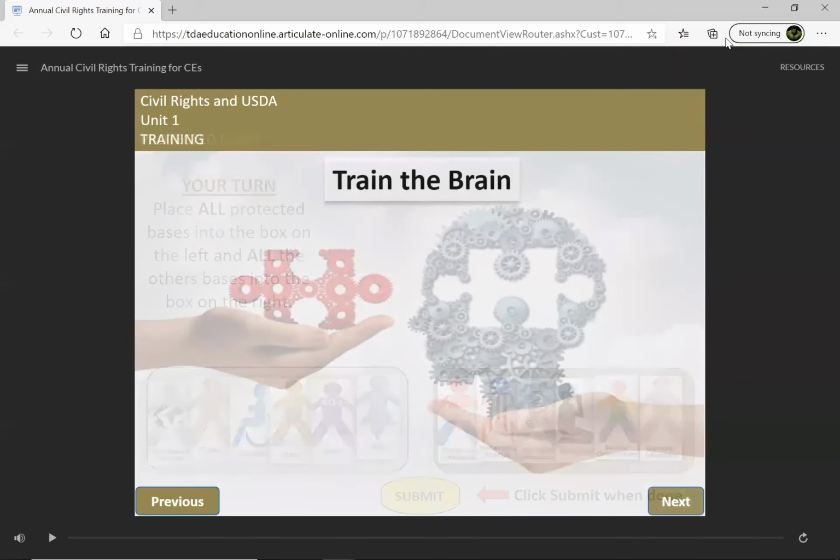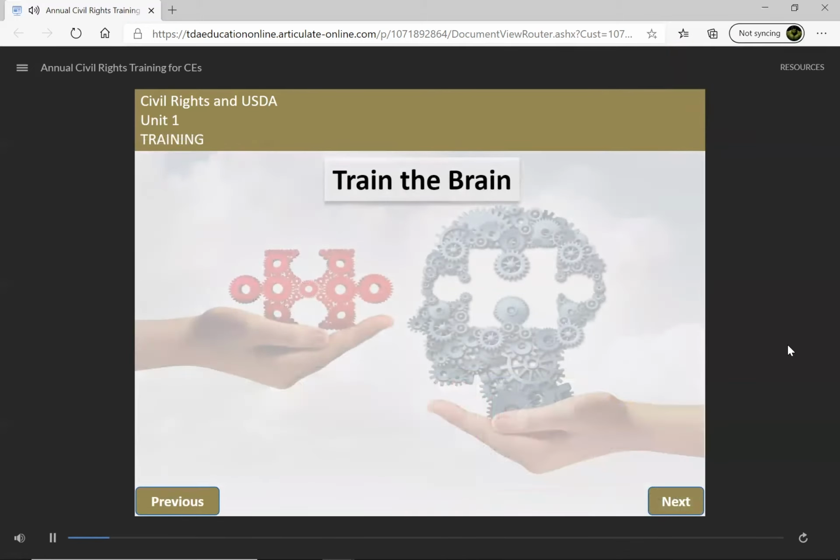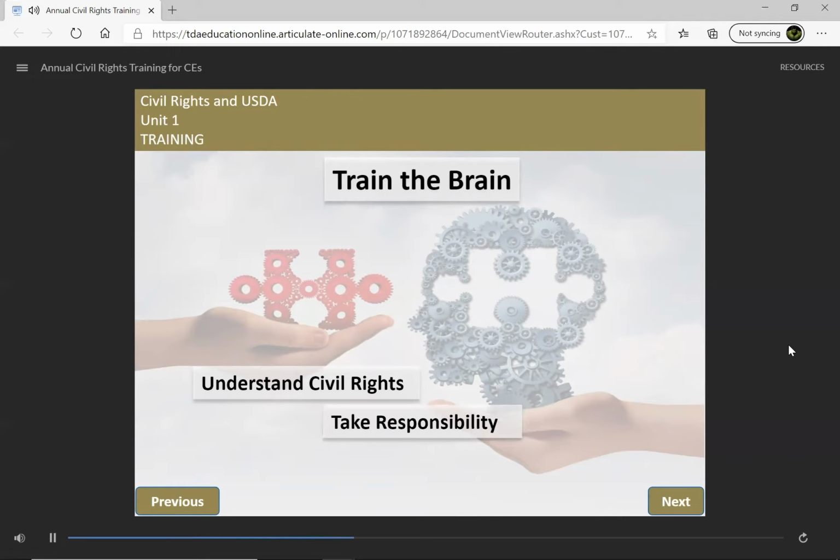Awareness of civil rights and penalties for violations starts with training. Training is required for members involved in all levels of administration of programs that receive federal financial assistance. Members must understand civil rights-related laws, regulations, procedures, and directives. Civil rights training must be completed before they begin any program duties and again annually. The annual training will help you understand civil rights, how to take responsibility, and how to avoid violations.